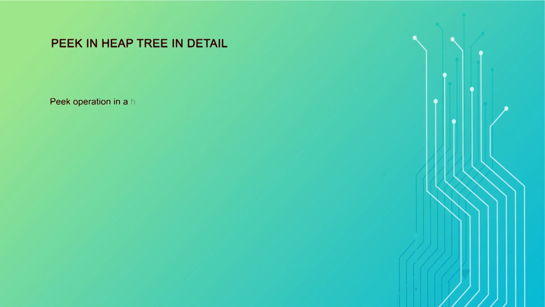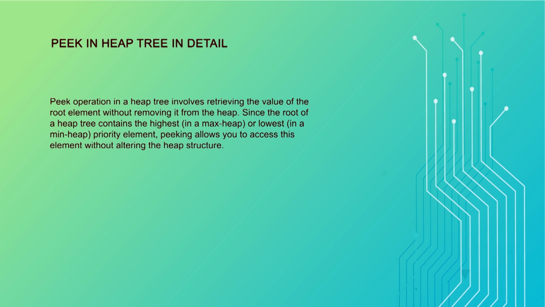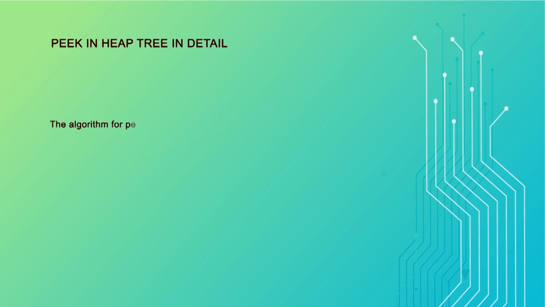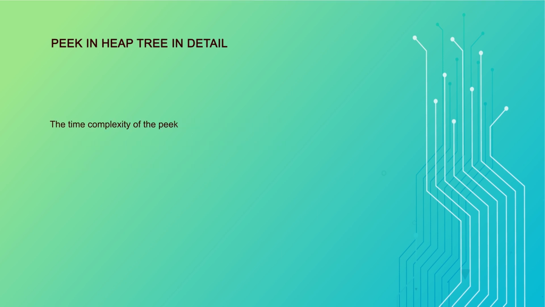Now, we will move to the peek operation in the heap tree in detail. The peek operation involves retrieving the value of the root element without removing it from the heap. Since the root of the heap tree contains the highest priority element in a max heap, or the lowest in a min heap, peeking allows you to access the element without altering the heap structure. The algorithm for peek is relatively straightforward. The first step is, if the heap is empty, return an appropriate value, for example null, and the second step is to return the value of the root element. So, these two steps need to be followed.